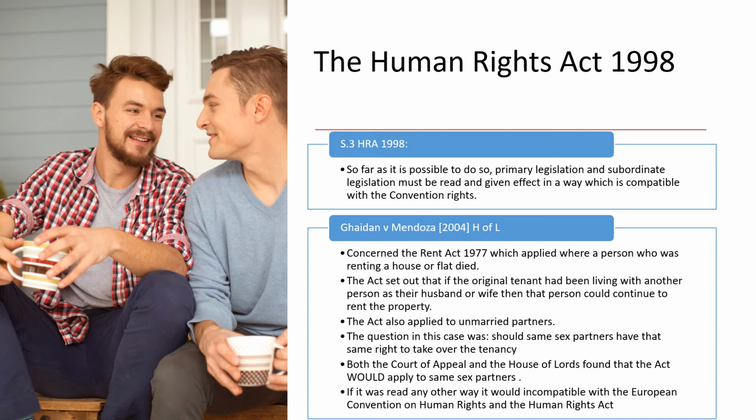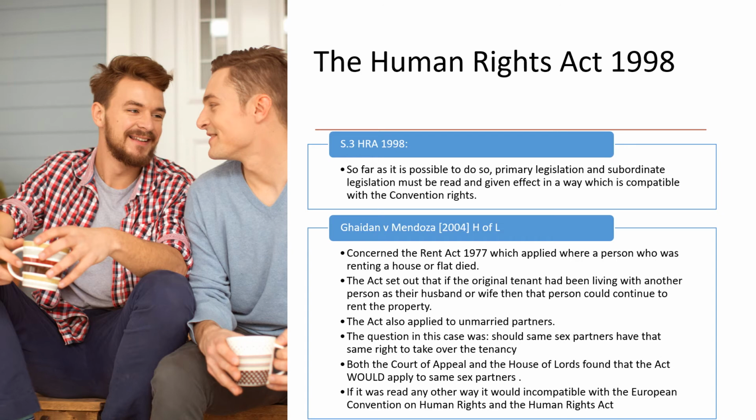A famous case is Ghaidan v Mendoza, and this concerned the Rent Act of 1977, which applied where a person who was renting a house or flat died. Now, the Act set out that if the original tenant had been living with another person as their husband or wife, then that person could continue to rent the property. The Act also applied to unmarried partners, but the question in this case was, should same-sex partners have the same right to take over the tenancy?